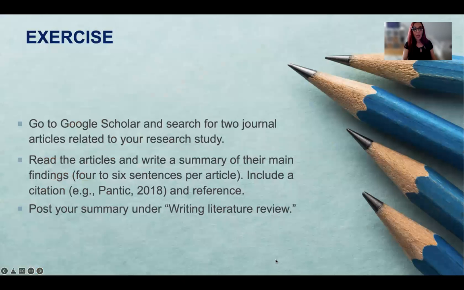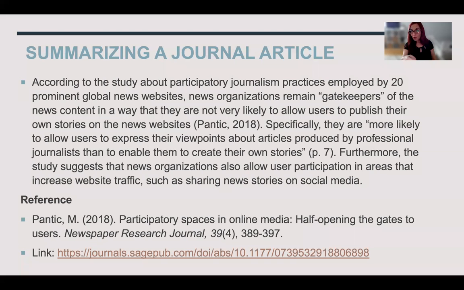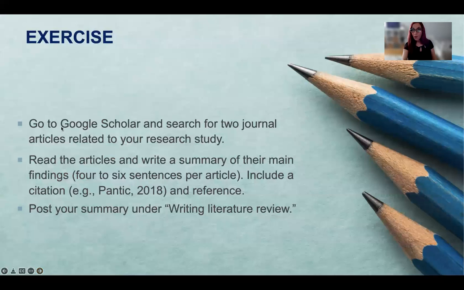So the exercise that I have for you is based on the example I provided on the previous slide about how to summarize a study and include that in your literature review. I want you to do the same thing. You just need to find 2 articles on your own, provide a summary, provide a reference, and the link to that article. I want you to go to Google Scholar and search for 2 journal articles that are related to your research study, because I want you to practice and incorporate what you practice into your literature review.